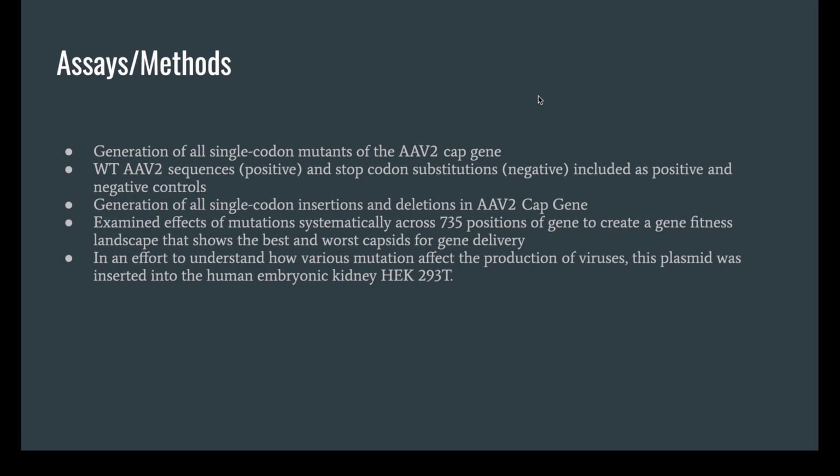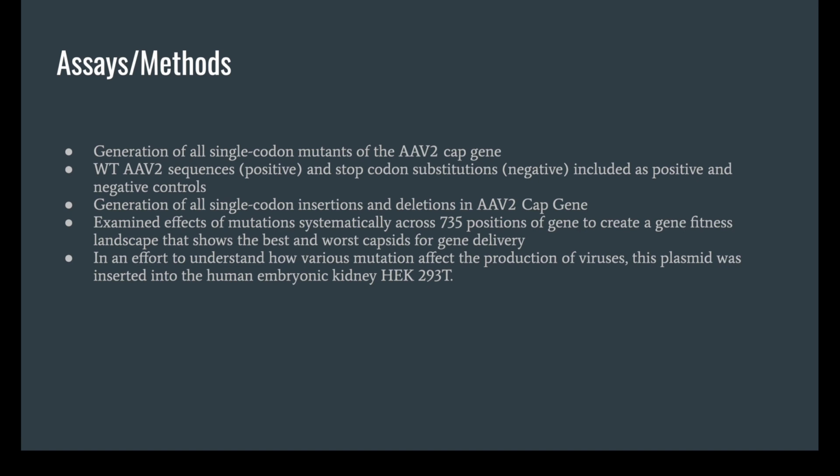So the assays and methods the scientists used for this project: they wanted to look at all kinds of different properties of capsids and determine which properties were most beneficial and most harmful to a capsid's ability to deliver genetic material. So the first thing they did is they generated all single codon mutants of the AAV2 capsid gene. They used the AAV2 gene because it's one of the most common genes used in gene therapy, so they thought that the data collected with the AAV2 gene would be generalizable. So they generated all of those mutants.